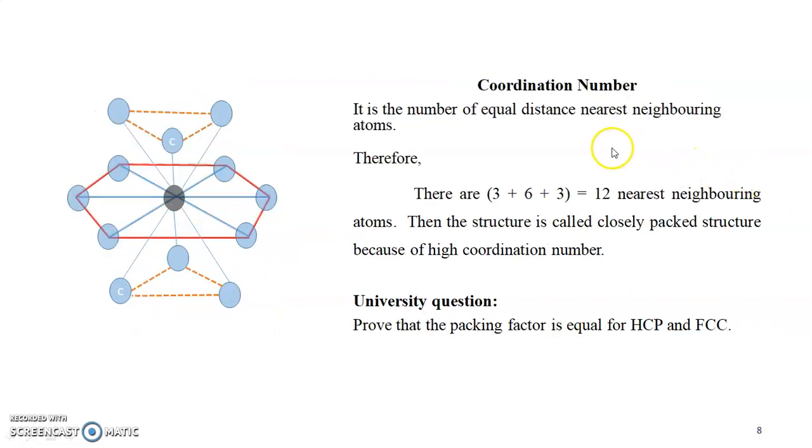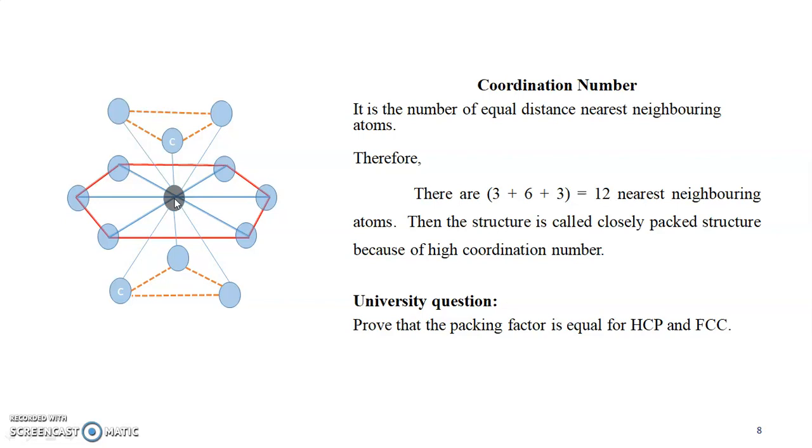Next, let us calculate the coordination number. Coordination number is nothing but the number of equidistant nearest neighbors. Imagine this is one unit cell, over which another unit cell is kept. Below this unit cell, one more unit cell is kept. Imagine this face-centered atom is the reference atom.